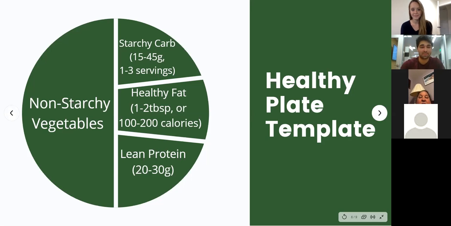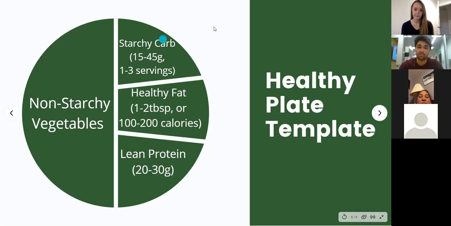So basically, you want about half of your foods to be non-starchy vegetables. So like we talked about before, these are like broccoli, zucchini, carrots, cauliflower, asparagus, green beans, things like that. They don't really have a ton of carbs, but they do have a lot of fiber. So these will give you a lot of bang for your buck. Also, they're full of micronutrients, so they give your body the little bits that it needs to be healthy.